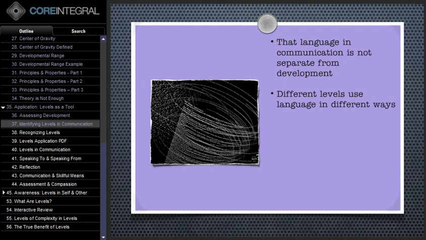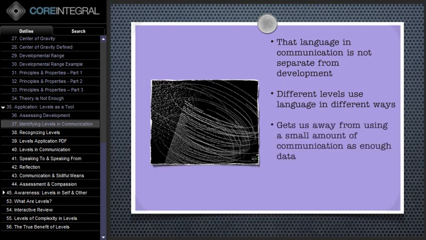We've presented this activity in this manner for 2 reasons. First, it gets us away from using a small amount of communication as enough data to assess a specific individual's development. And second, it isolates and trains in an active way the recognition of levels being spoken to, which is an act you naturally engage in with great regularity, whether in marketing or in everyday conversations.